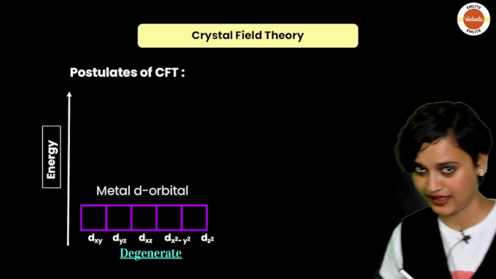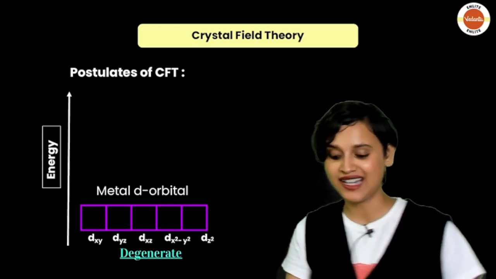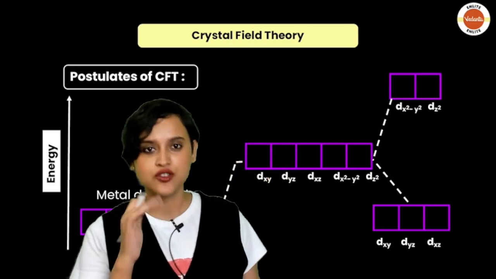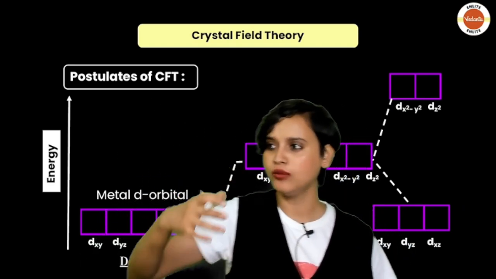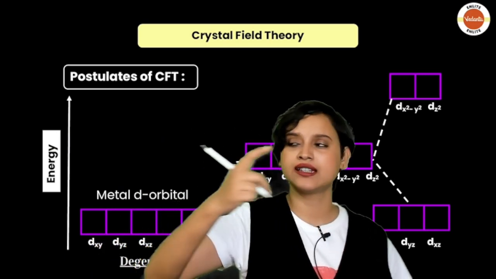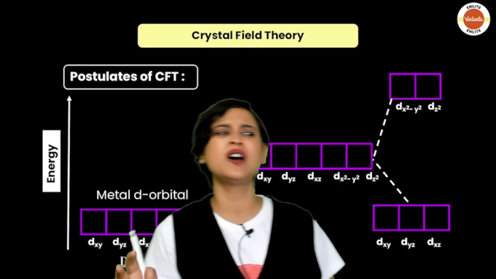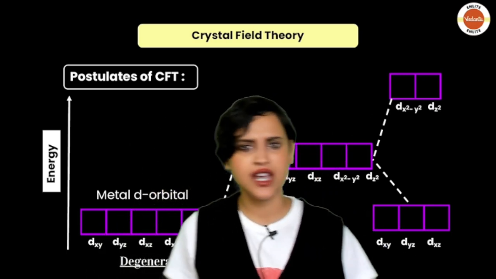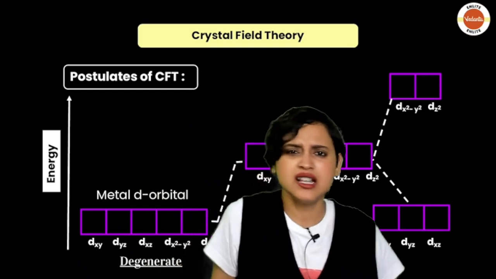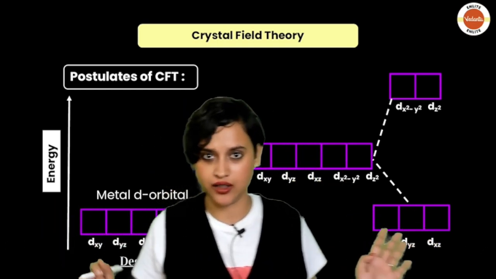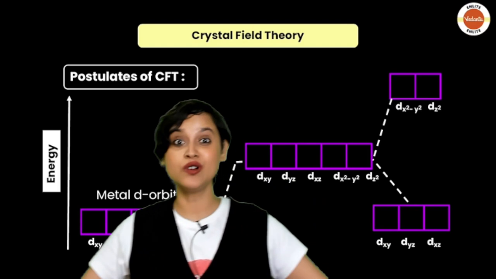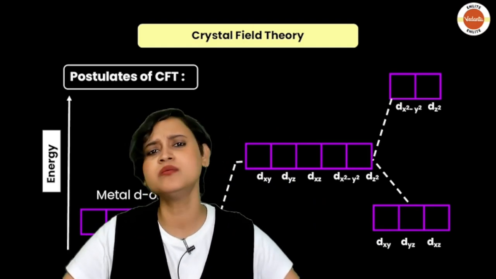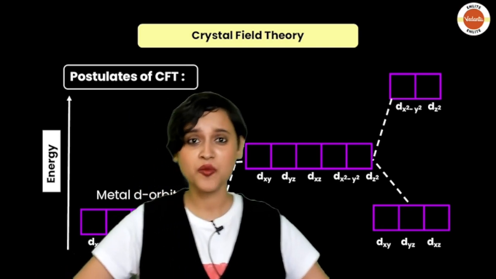Now, let's say that a ligand is approaching. Understand it with a story. Let's say you, your mom, dad, and your sibling are all just sitting and chilling at home, going about your normal day-to-day activities. The energy is absolutely fine at home. But then you hear that guests are coming. Who is coming? Mama, mommy, chacha, chachi, uncle, auntie, grandparents. Somebody is coming to your house. What will happen?